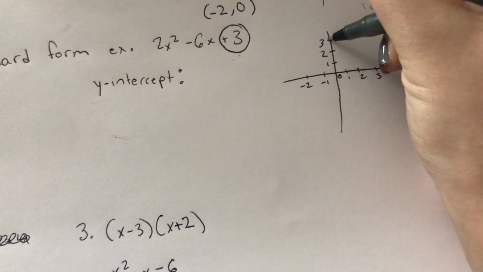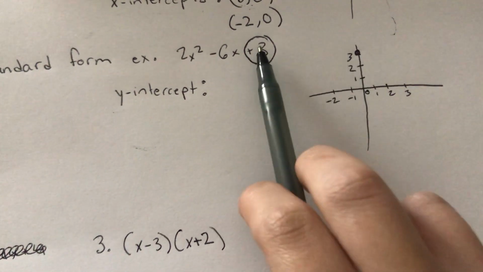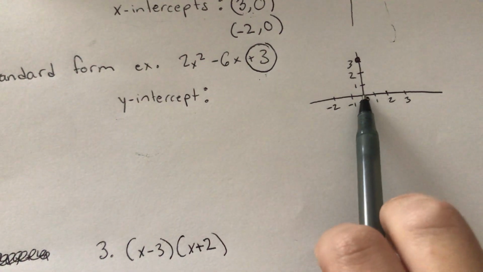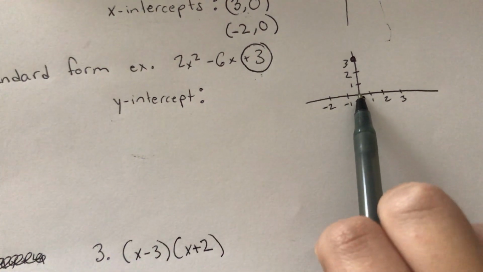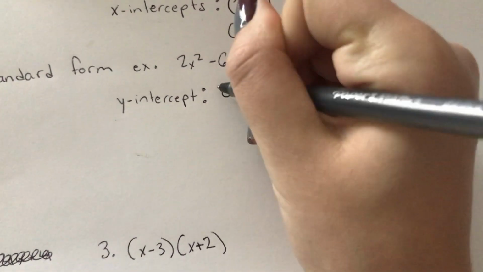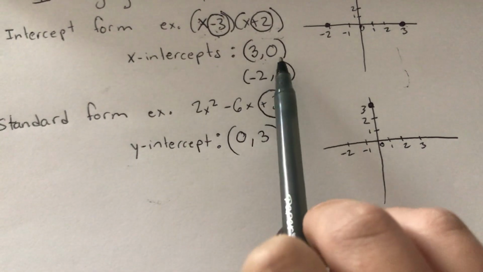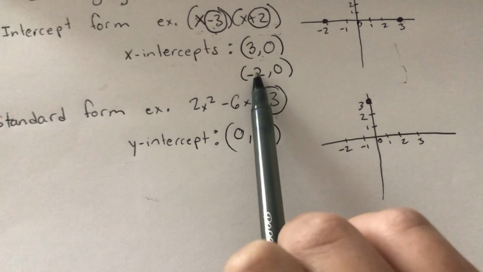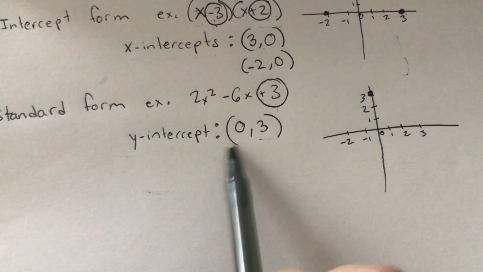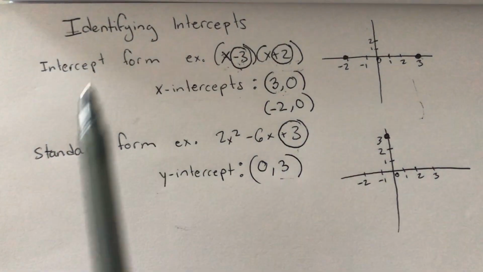Y-intercepts lie on the y-axis. So that means for a y-intercept, the y value, that's your y value, the x value is always 0. I don't move side to side, to keep it on that y-axis. My x value is always 0. So I have 0, 3. Intercepts always have one of the coordinates as 0. So in an x-intercept, you have the x values and the y values are 0. In a y-intercept, you have the y value and the x value is always 0. So those are the tricks to finding the intercepts from both intercept form and standard form.